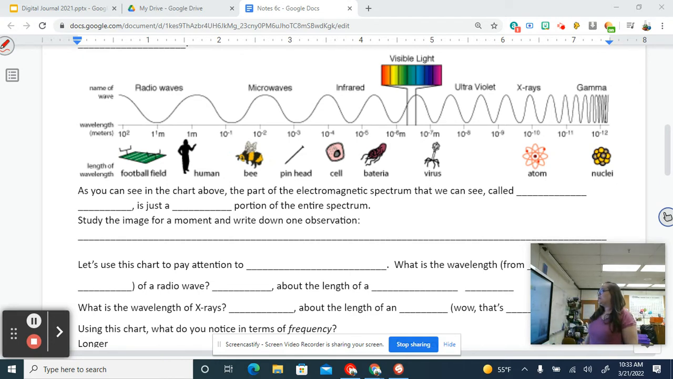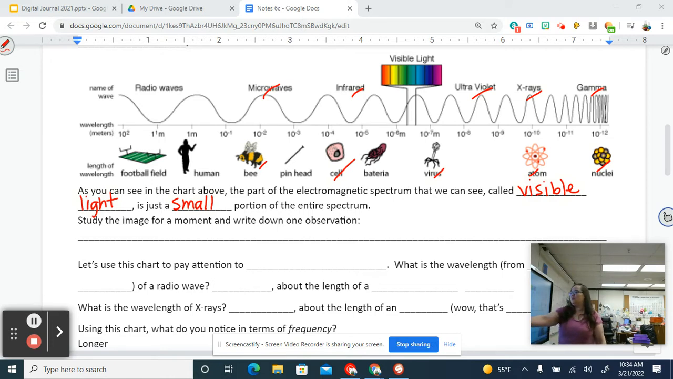As you can see in the chart above, the part of the electromagnetic spectrum that we can see, called visible light, is just a small portion of the entire spectrum. I want you to look at the image for a moment and write down an observation. I have given you that radio waves are the length of a football field. I want you to look at these other things that you could compare and say that something is about the length of something, and write that in the blank here.